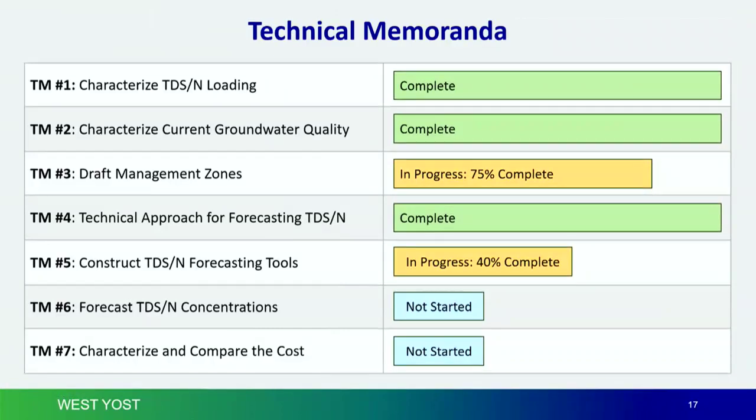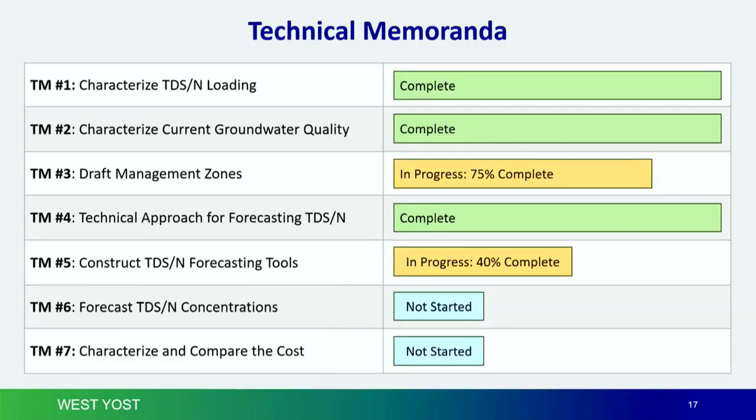This gives you a status of where we're at right now. Our TM1, which was all about characterizing the loading of TDS and nitrate to the basin, where that occurs, how that occurs, that's already been completed. Our TM2, the same thing, has already been completed. That's our characterization of TDS and nitrate concentrations across the basin and depth specifically across the basin.